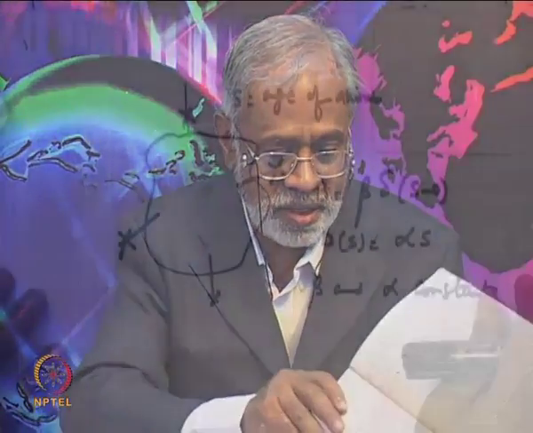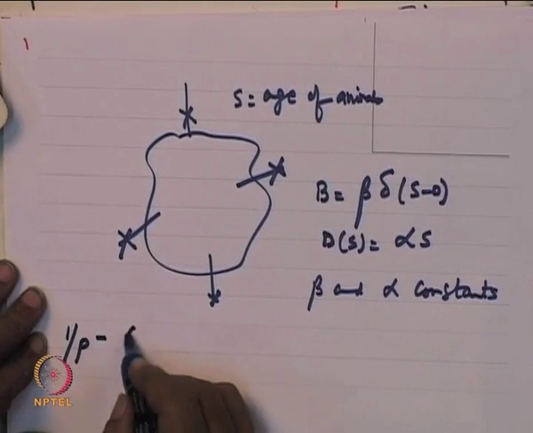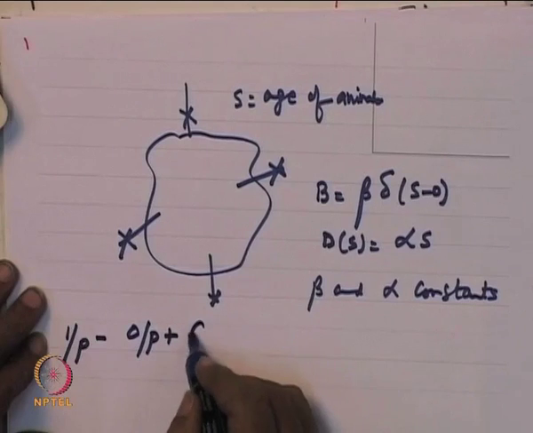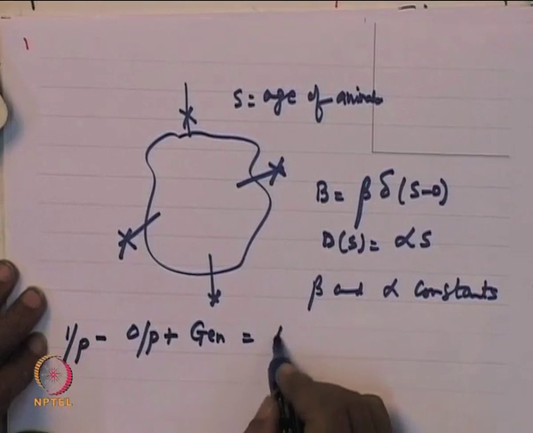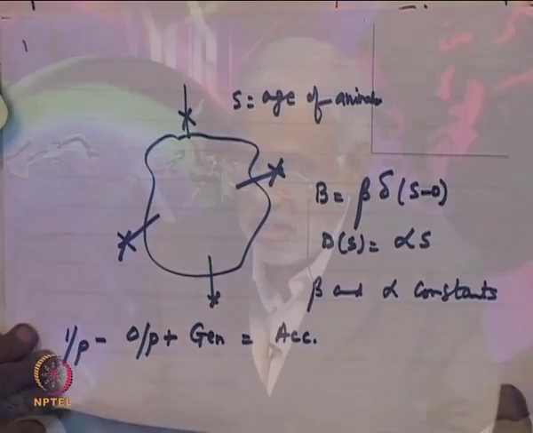What we want to do now is to write our number balance for what is happening in this forest. Okay. So, let us have balances: input, output, generation equal to accumulation. This is the balance that we have been writing for a long time. We must adapt this for our forest. Let us adapt this now.